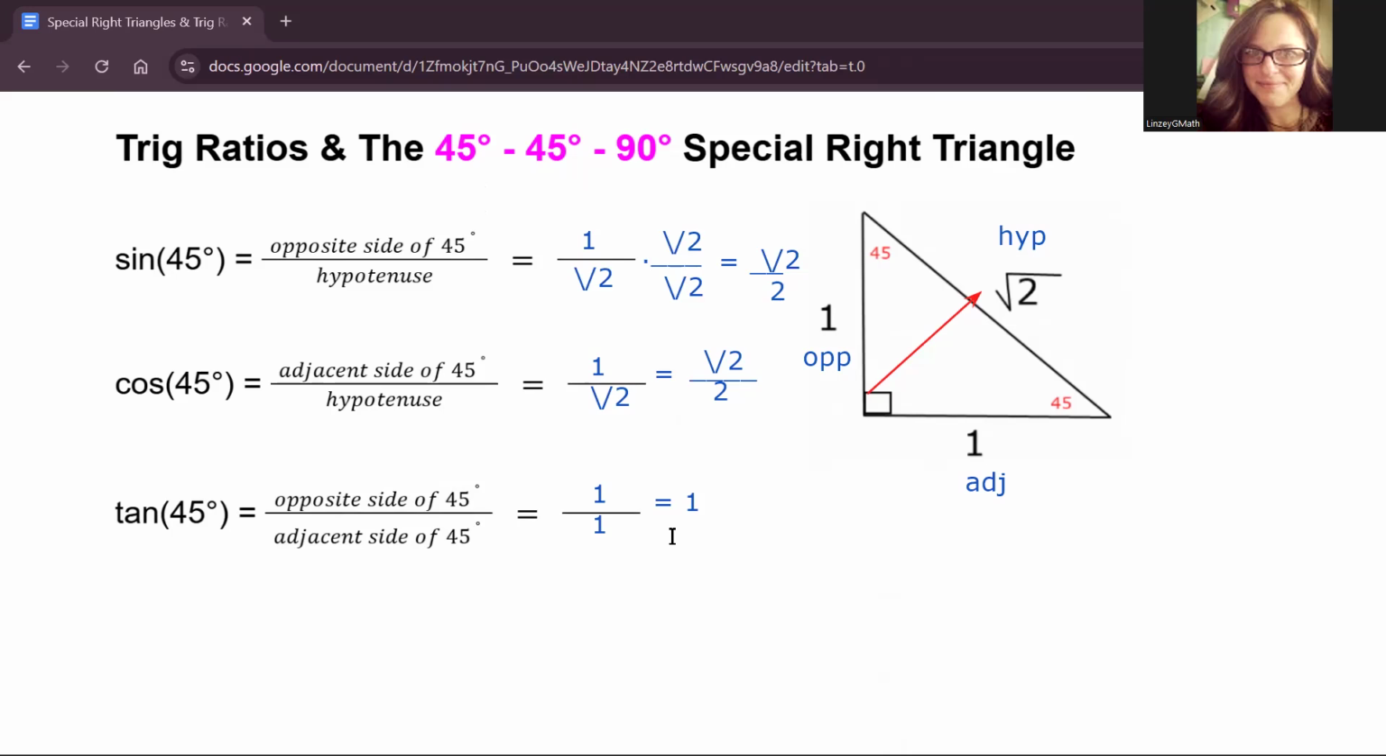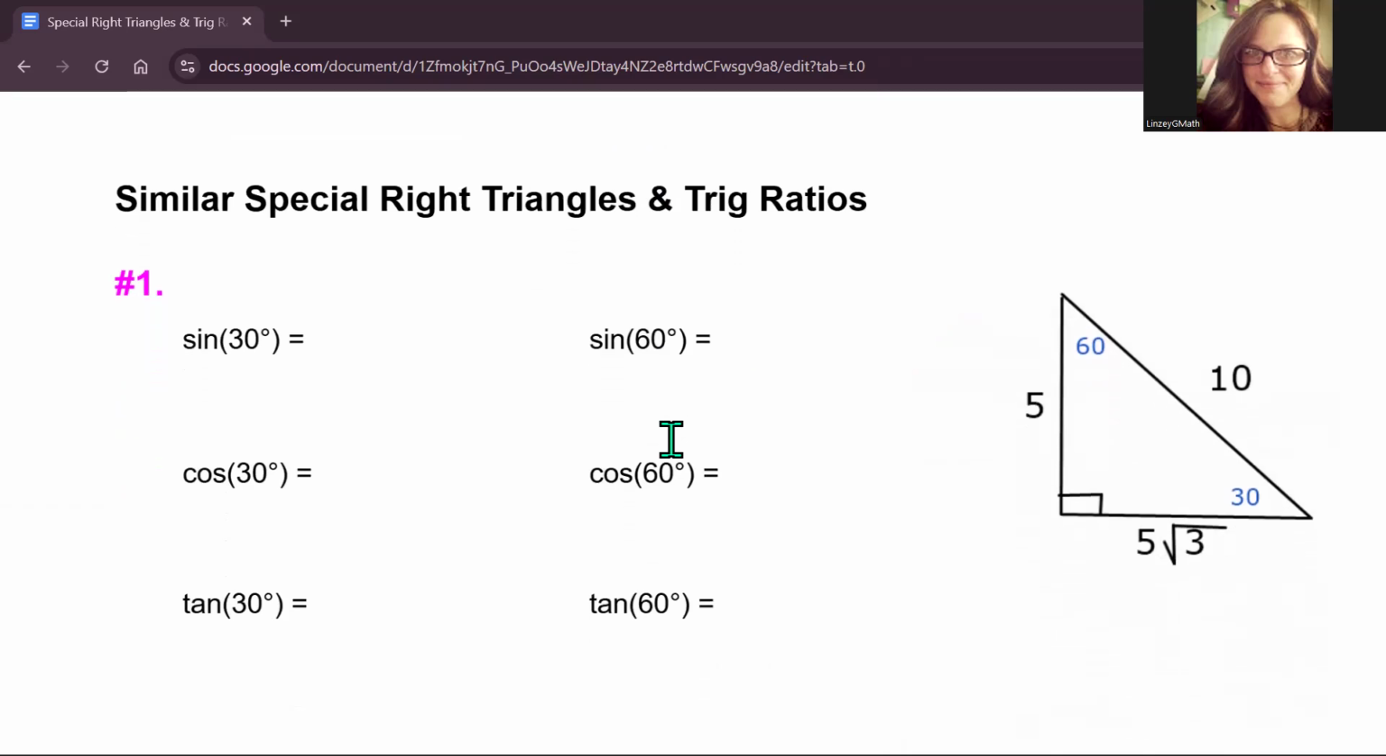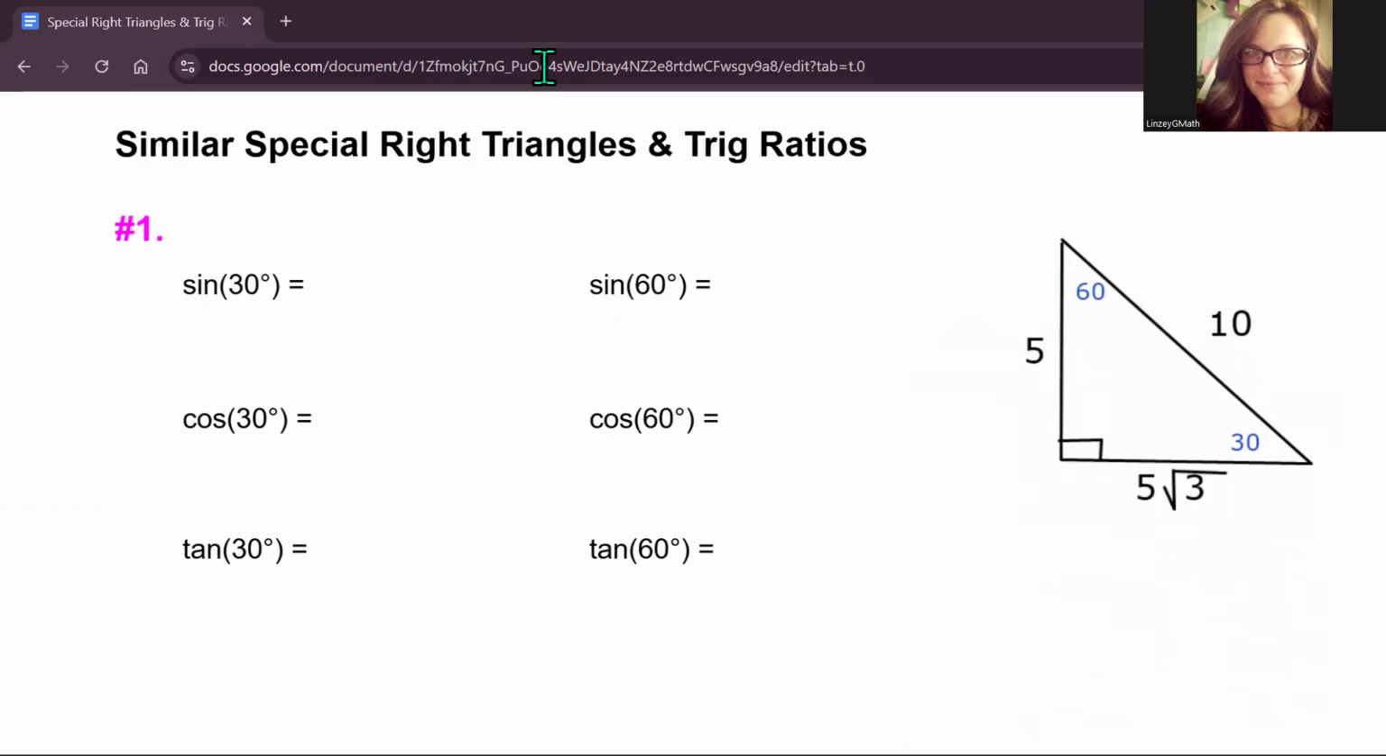Now these values are always the same. Sine of 45, sine of 30, sine of 60 are always the same value. So let's take a look at a 30, 60, 90 special right triangle that has been scaled up by 5. Every side has been multiplied by 5.